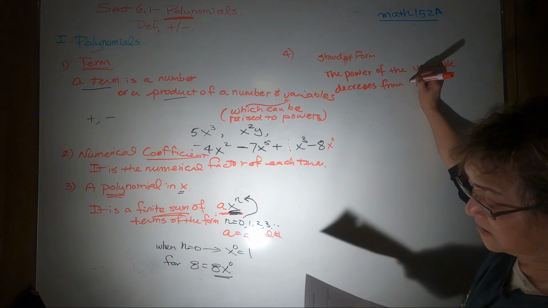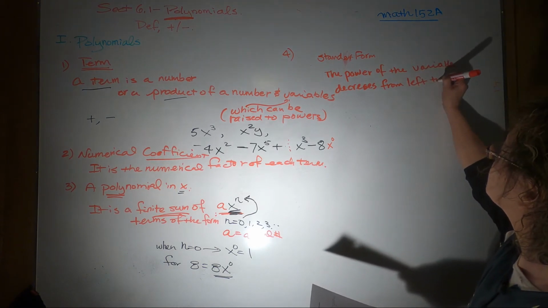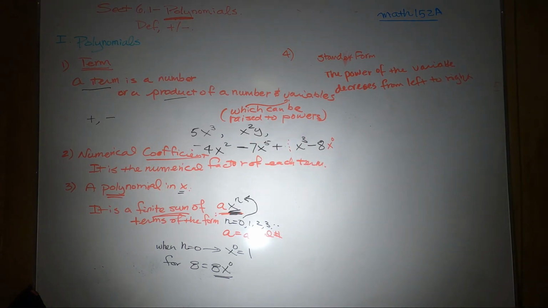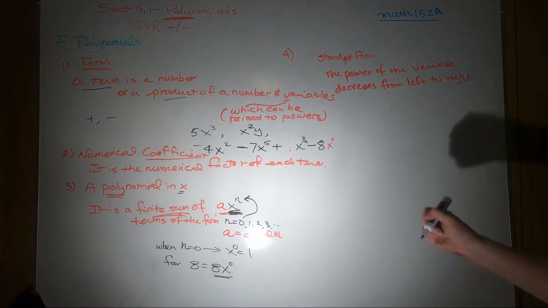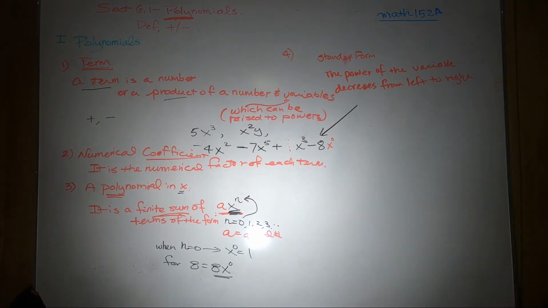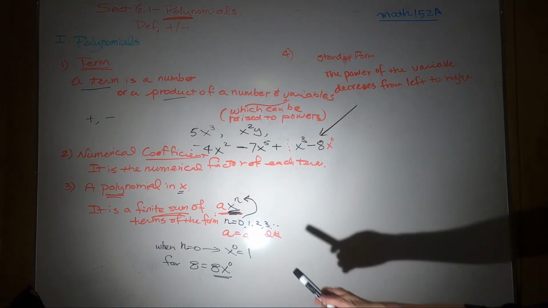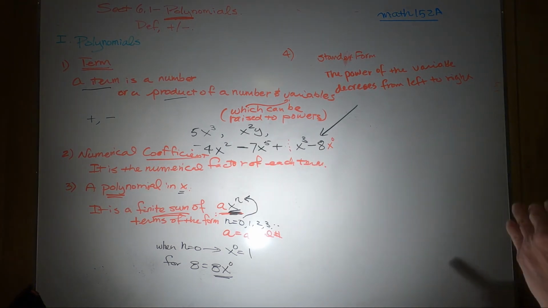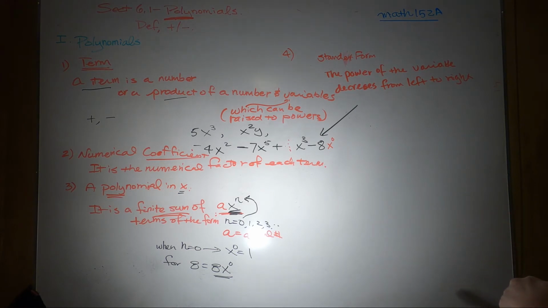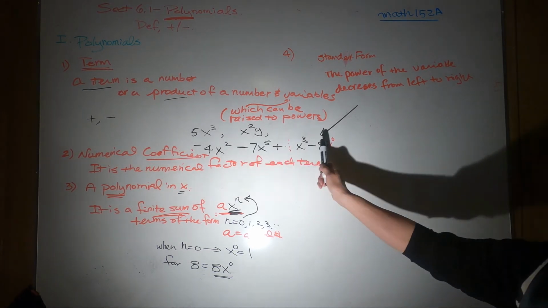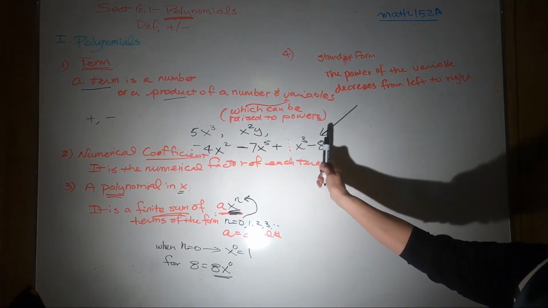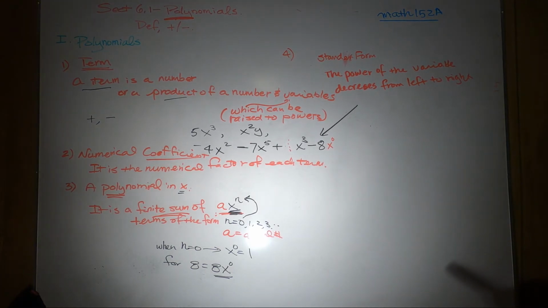From the left to right. Okay, so going down that way. So if you look at this one, do you think it's a standard form? For the power, this one is 2, 5, 3, 0, right? So it's not from higher to the lower. So we will not call this standard form. If we write this one as a standard form, how will we write it?